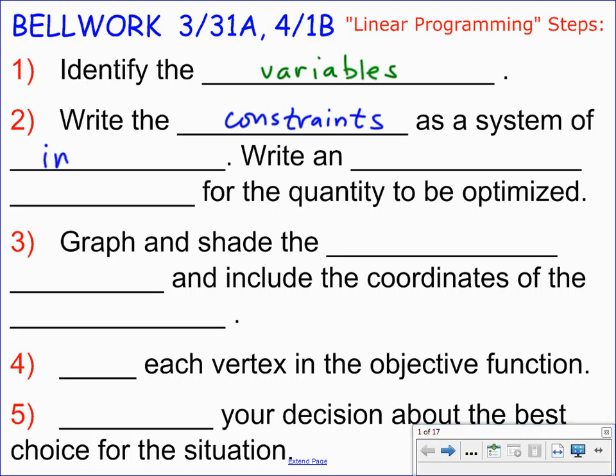Then we're going to write in blank blank for the quantity to be optimized. So let's write in blank blank for the quantity to be optimized. What's that going to be? Doc? It's going to be write an objective function. Absolutely. An objective function or objective equation.